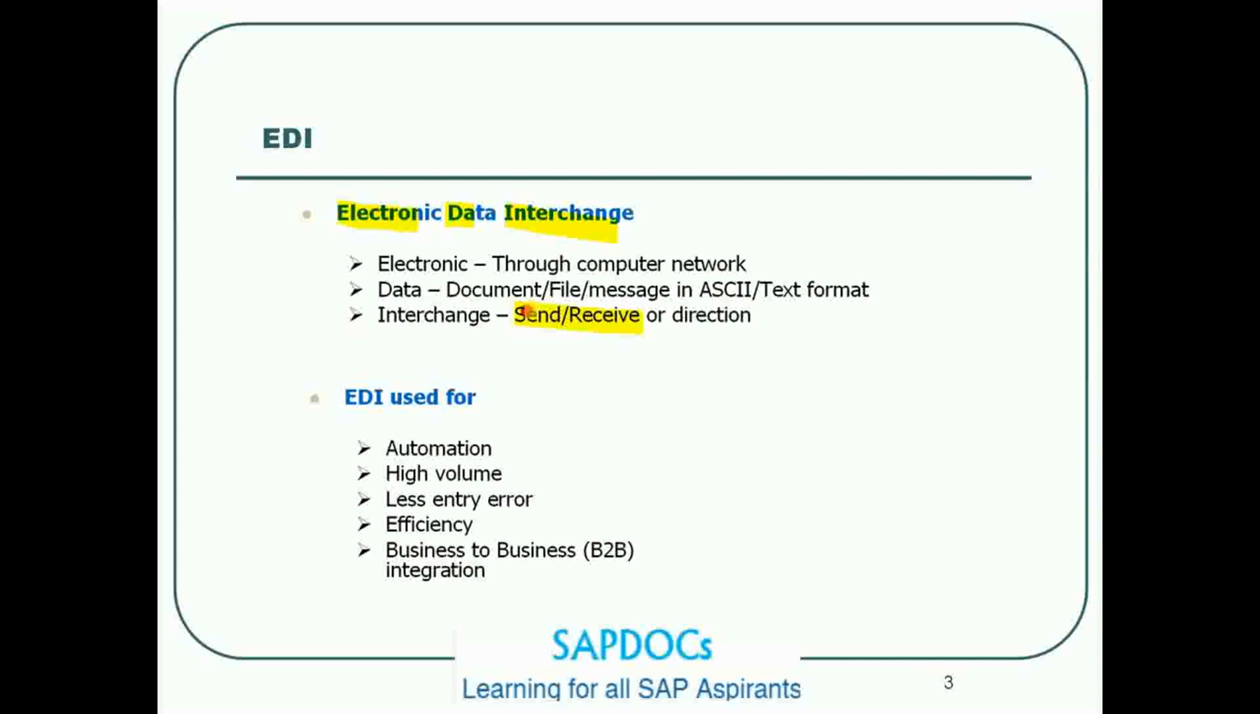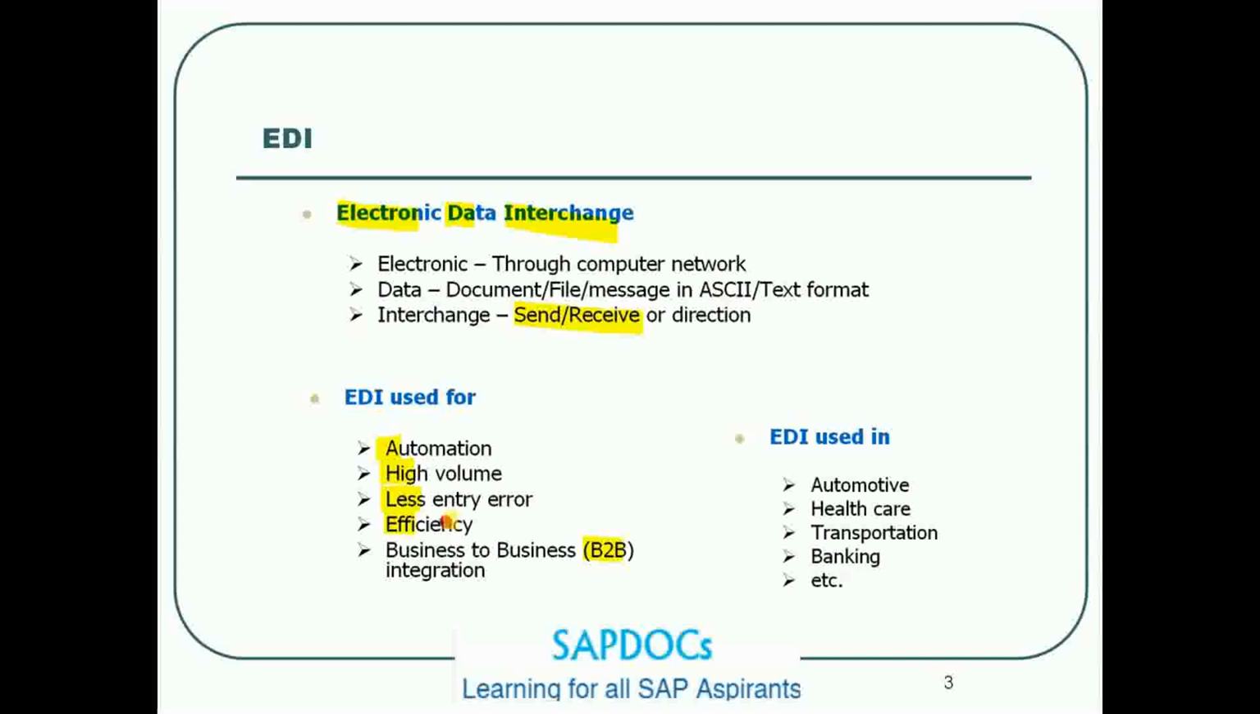Obviously, the question comes up: what is EDI used for? It is mainly used for automation because data is sent through a computer network, and this is an automation tool. It's used in very high volume data exchange, and due to computer involvement, there are very few data entry errors, which gives very high efficiency in business-to-business integration. This EDI exchange in e-commerce has been present in the industry for a long time.